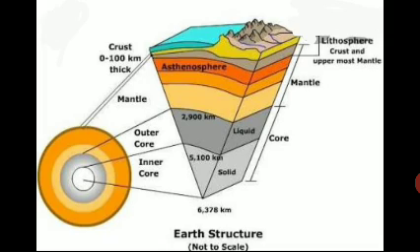The crust and uppermost mantle together are called the lithosphere. Lithosphere means it contains rocks. Litho means rock units. The crust and uppermost mantle contain the rock units.